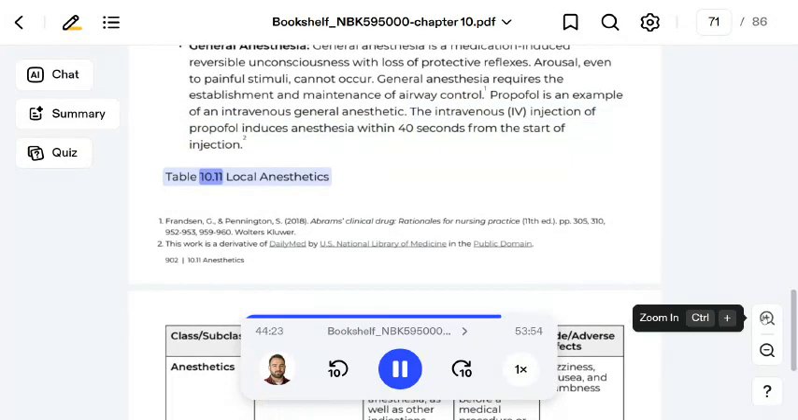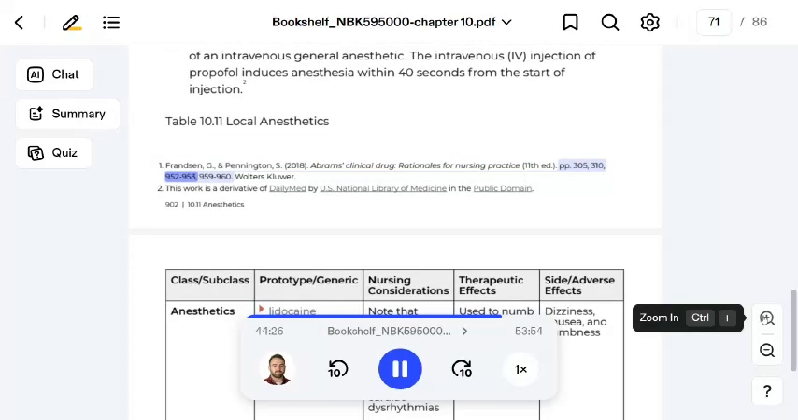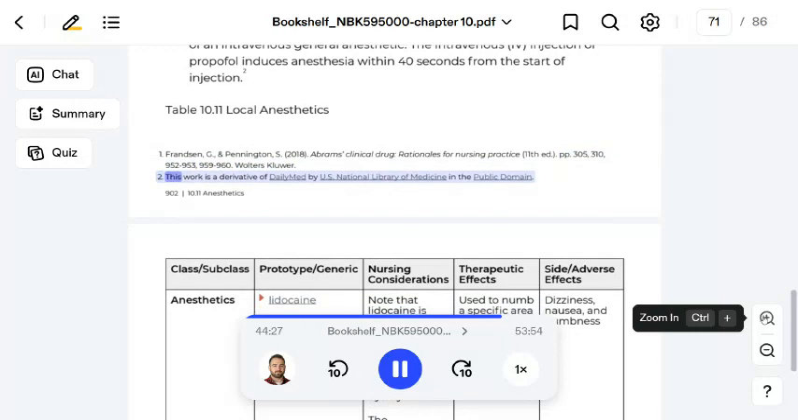Table 10.1.1. Local anesthetics. 1. Franson G. and Pennington S.M.'s Clinical Drug Rationales for Nursing Practice, pp. 305, 310, 952 to 953, 959 to 960. Wolters Kluwer. 2. This work is a derivative of DailyMed by U.S. National Library of Medicine in the public domain.